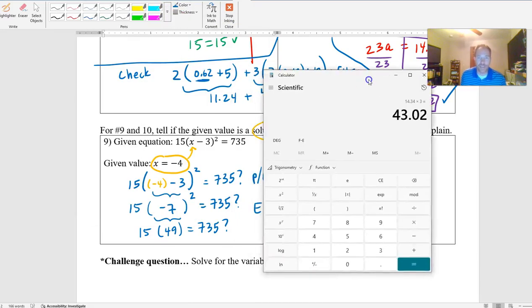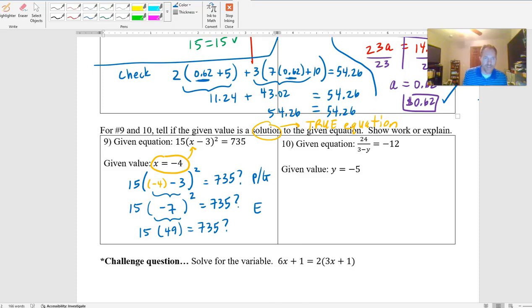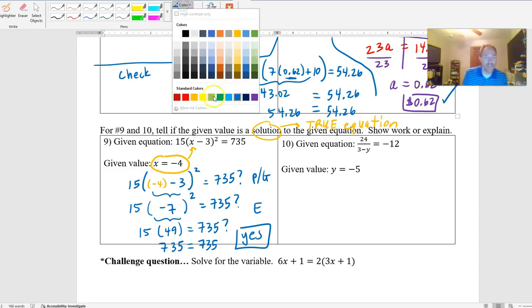Well, let's grab the calculator here. Is 15 times 49, what do we get? I know 5, that's going to end in a 5. Hey, it works out, 735. So our equation says 735 equals 735, which is a true equation. So is this a solution? Yes. If this was notes, I would write, yes, x equals negative 4 is a solution, but I'll just put yes here. We got a true equation. It is a solution.